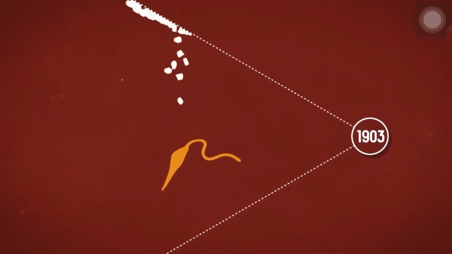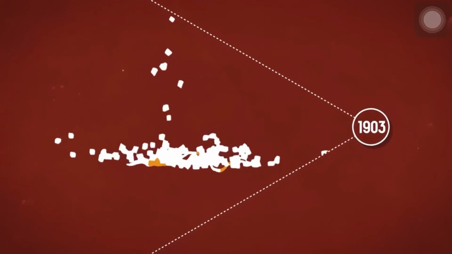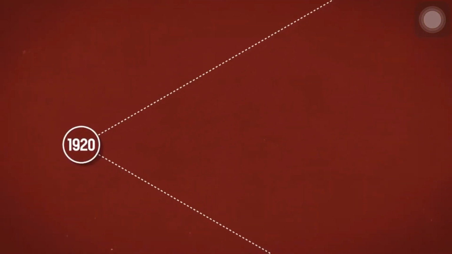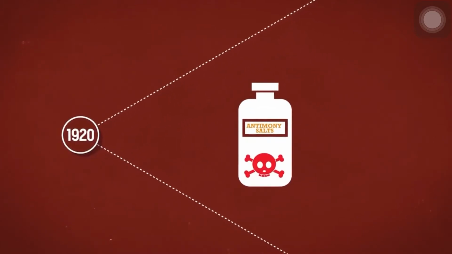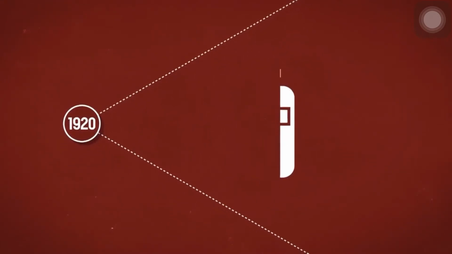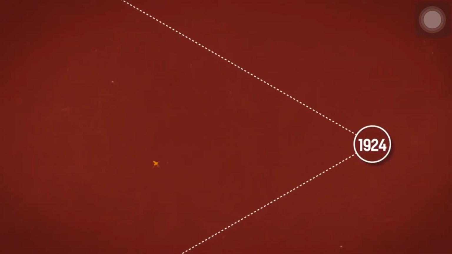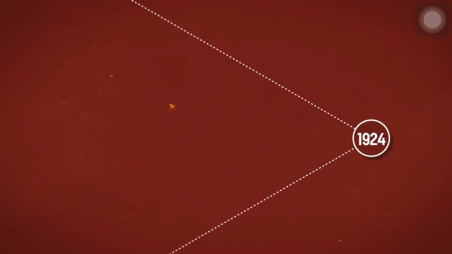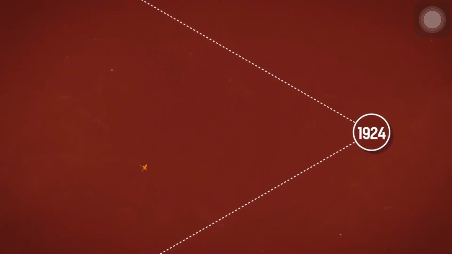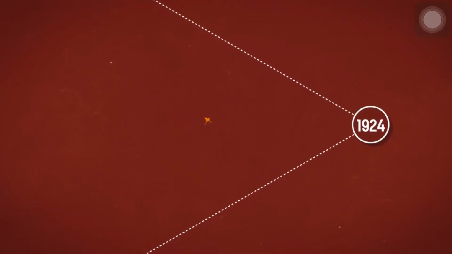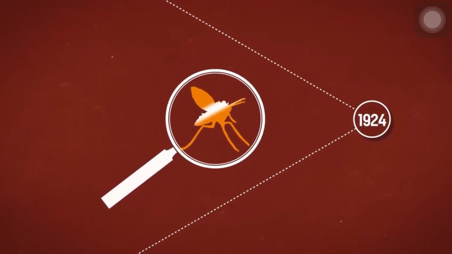In 1903, the disease began to be treated with antimony salts, which, although extremely toxic, are highly active in combating the parasite. The 1920s saw the development of a much less toxic antimony derivative, pentostam. In 1924, the parasite's vector, the real cause of transmission, a small, biting silvery fly called phlebotomus, was discovered.